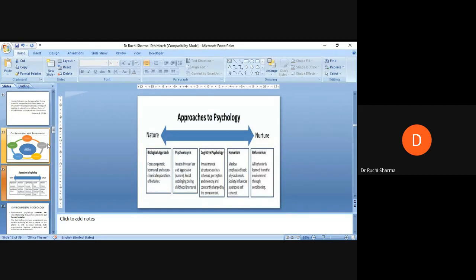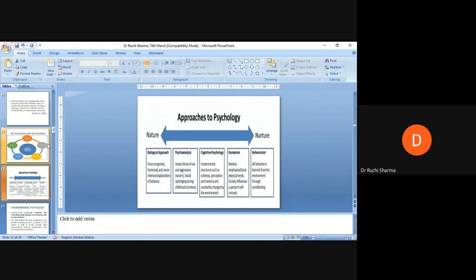So there are various approaches in psychology. Initially, the study started from nature, and then we moved towards the nurture perspective. Various schools of thought are there, like the biological approach, psychoanalysis, cognitive psychology, humanism, and behaviorism. When we are talking about bringing changes in the environment, we are focusing more on the behaviorism perspective in this session.